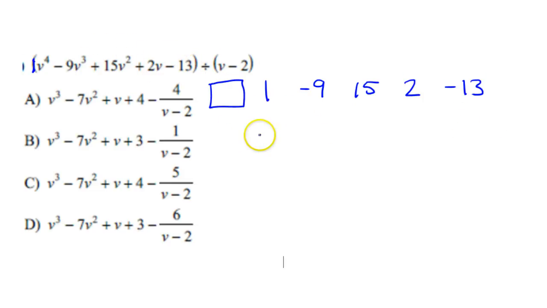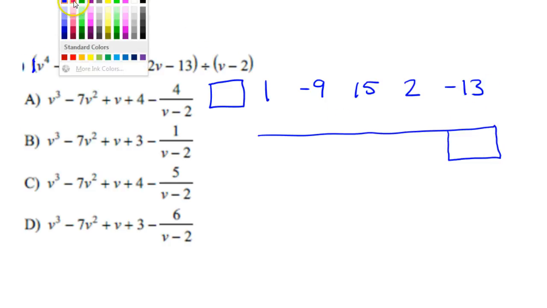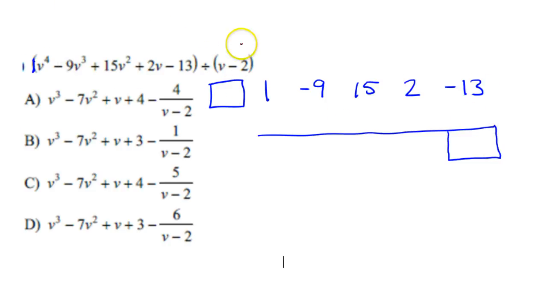Skip a row and draw a line. Put a box underneath the last column. Okay, inside the box we're going to put the opposite of this. So I have -2, so this will be a +2. Now I just bring the first number down, just drop it down, and now I'm going to multiply and add for the rest of the problem.